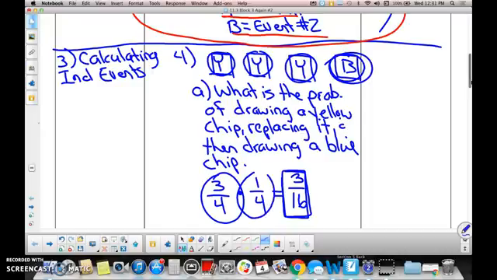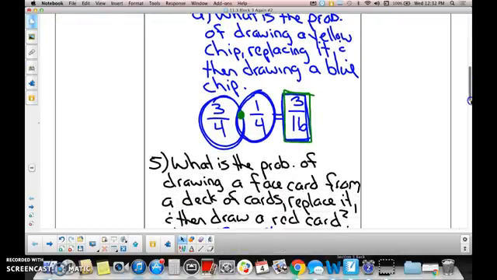1/4. Now that I know that I have a 3 out of 4 chance of selecting a yellow on the first draw, a 1 out of 4 chance of selecting a blue on a second draw, what do I do to those two numbers, you guys? Multiply. So we multiply 3/4 and 1/4, and what is the probability of selecting a yellow card followed by a blue card? 3/16. Could you convert that to a percentage if you wanted to? Yes, we didn't do that, but you could easily do that with all of your knowledge you have now.